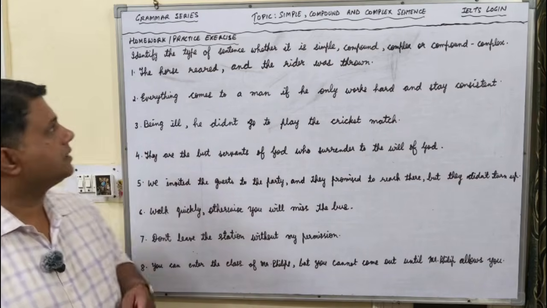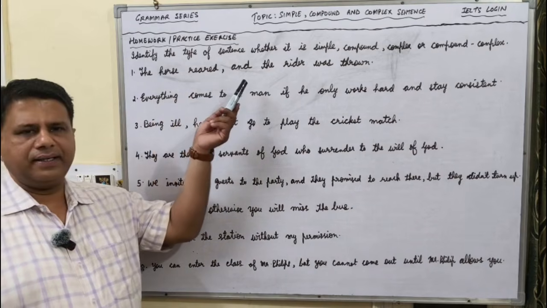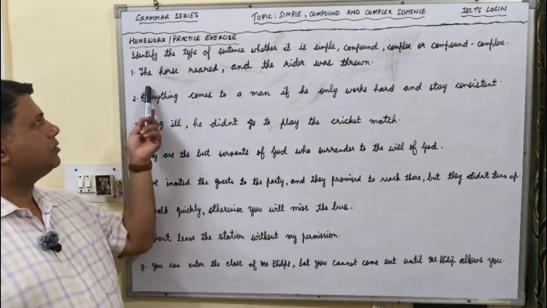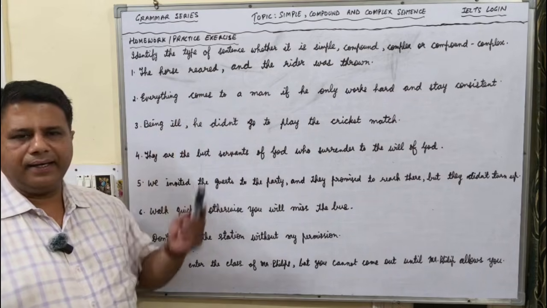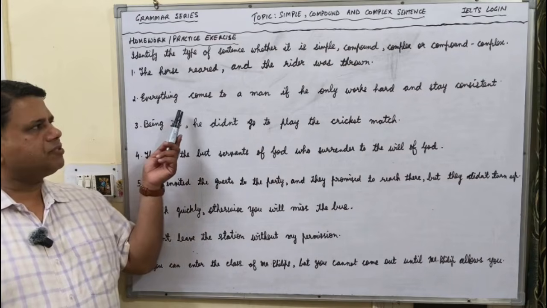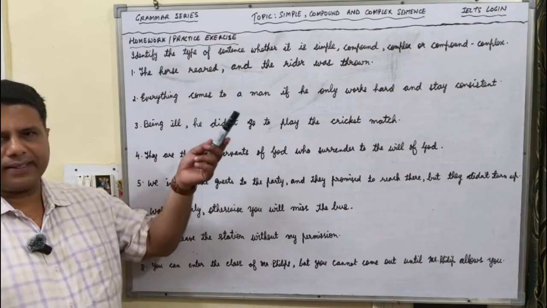Let's start. So identify the type of sentence, whether it is simple, compound, complex, or compound complex sentence. So the first sentence is, the horse reared and the rider was thrown. Everything comes to a man if he only works hard and stays consistent.